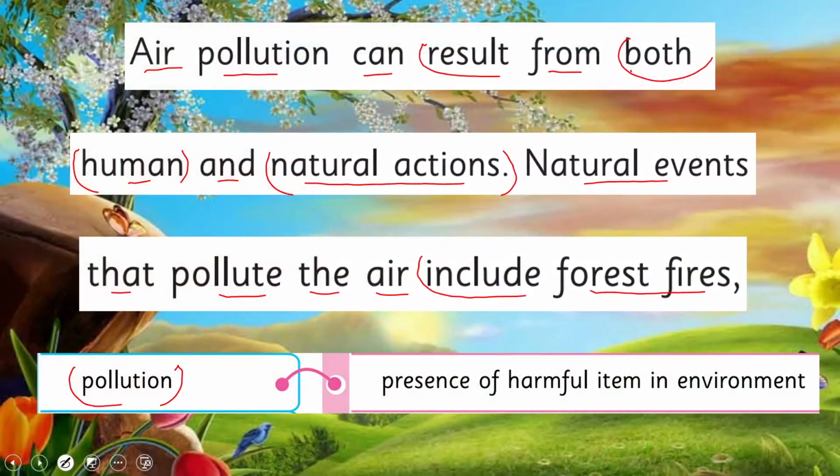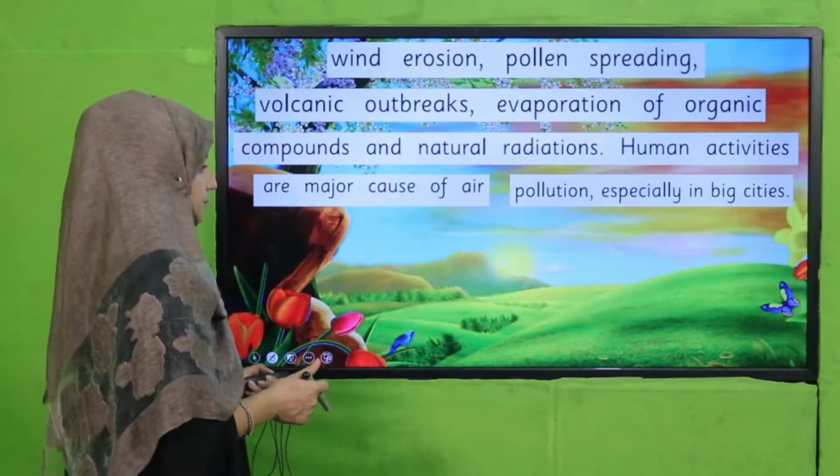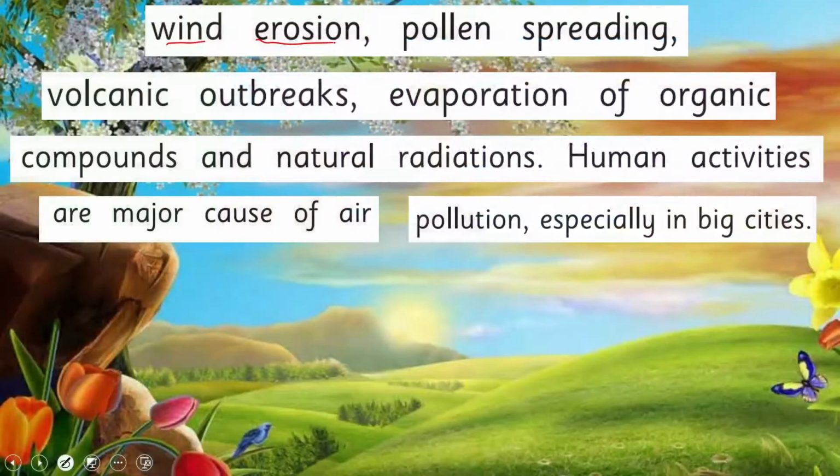What is pollution? The word pollution means presence of harmful items in the environment. This is the addition of harmful substances in the environment, called pollution. Wind erosion, pollen spreading, volcanic outbreaks, evaporation of organic compounds, and natural radiations.